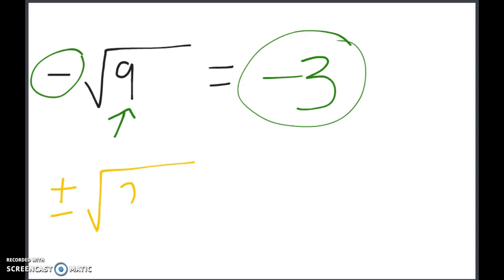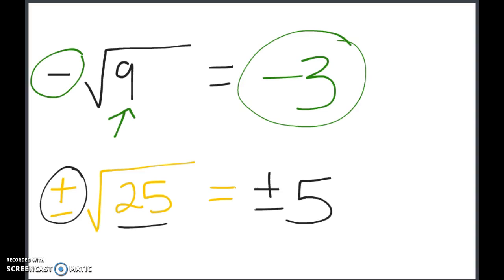Plus or minus the square root of 25. So that means I want the positive and the negative answer. So the square root of 25 is 5, and then I want the positive and the negative answer. Okay, so that's kind of how you'll see your problems.